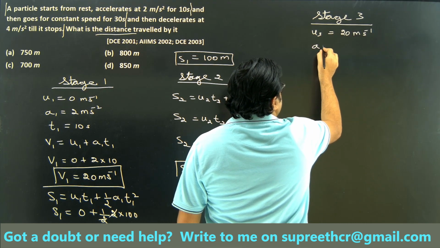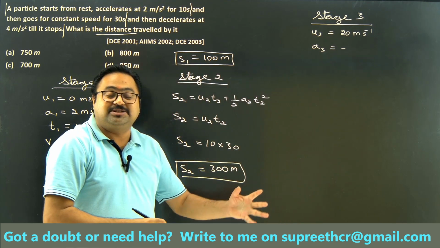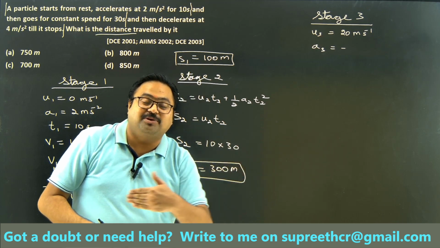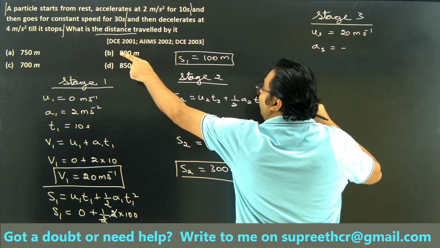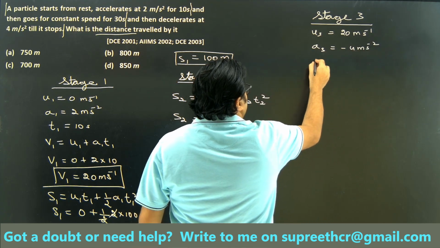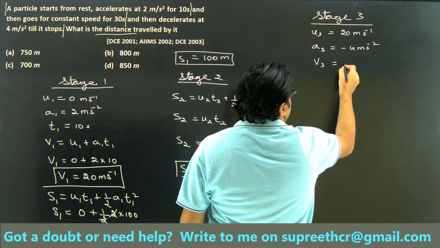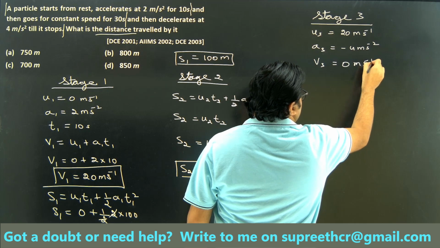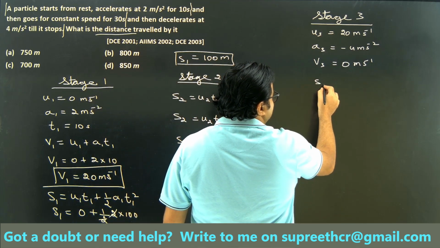But this time it's a deceleration, so you will have to put a minus sign, because a deceleration means that the acceleration is acting in the opposite direction of its velocity. So a3 is minus 4 meter per second square. It's supplied by the question. Then we have the final velocity becoming 0, because the question says that it stops. So that's 0 meter per second. Let's also find what's the displacement in this case.